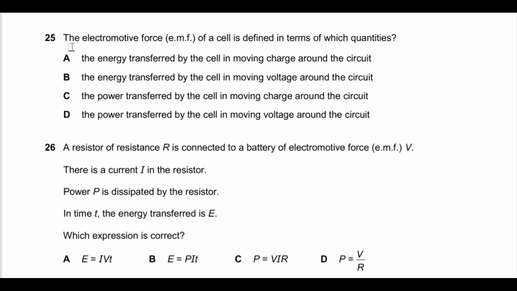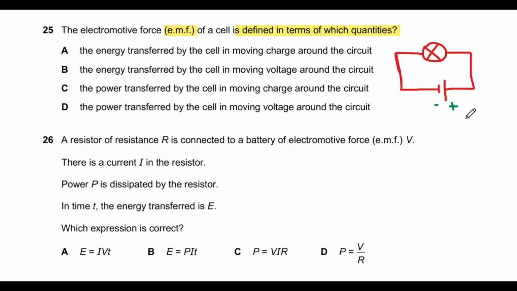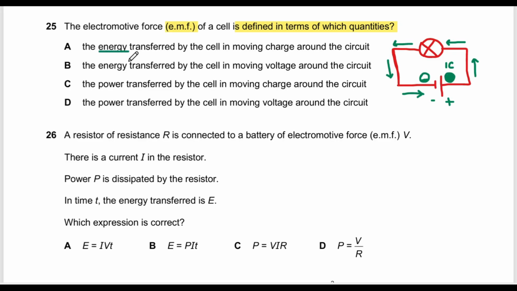Question 25 says the electromotive force, EMF, of a cell is defined by which quantities? If we have a circuit and there is 1 coulomb of charge which is full of energy when it leaves the battery, in its route around the circuit it will use its energy in the components and in the form of heat, and when it reaches back to the battery, some of its energy is consumed. So EMF is the amount of energy the battery supplies to 1 coulomb of charge to move around the circuit. So it's the energy transferred by the cell in moving charge around the circuit. So option A is the answer.